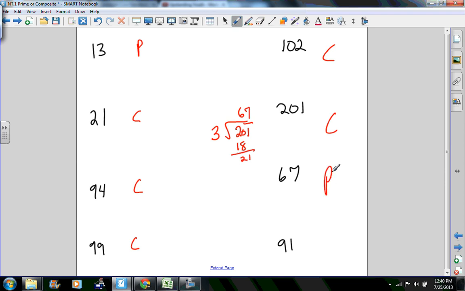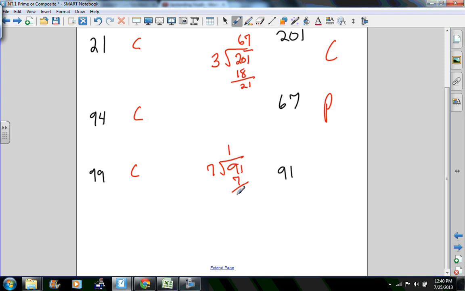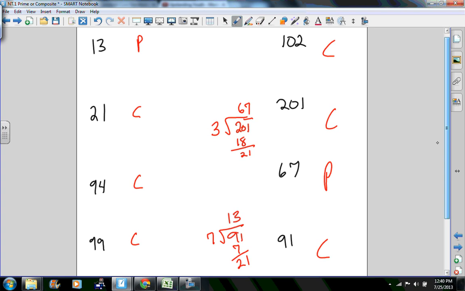And 91. Can't. Let's try 7. Seven times 13, so that is surprisingly composite. So there you go for those. A lot of times it just takes trial and error type of stuff. Just kind of work your way. Divide by 2, divide by 3, divide by 4, and that type of thing. And you get used to it as you go.